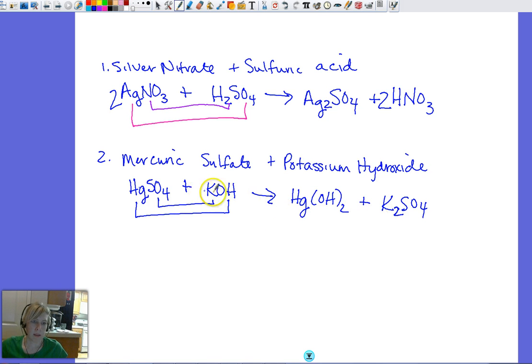And now we need to balance, so we have 2K here, I'm going to put 2 there, 2 OH here, 2 OH here, 1 mercury, 1 mercury, 1 sulfate, 1 sulfate. So we're good.